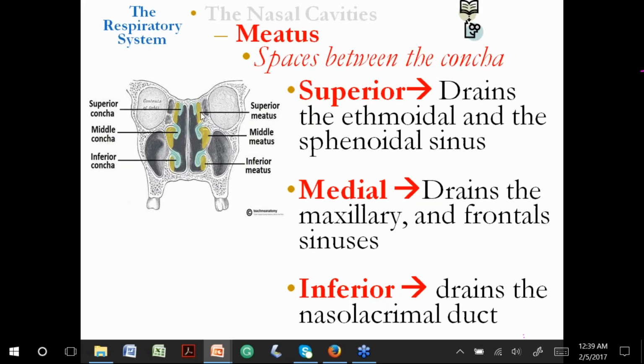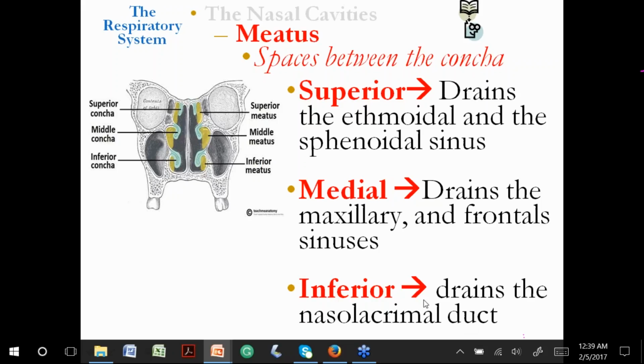So these meatus are channels that are going to drain something into the nasal cavity. And these drainage meatus are going to drain from where? From the sinuses. So those are the openings. Meatus are the openings of the sinuses into the nasal cavity. For example, the superior drains the ethmoidal and sphenoidal sinuses. The middle drains the maxillary and frontal sinuses. And the inferior is going to drain the nasolacrimal duct.